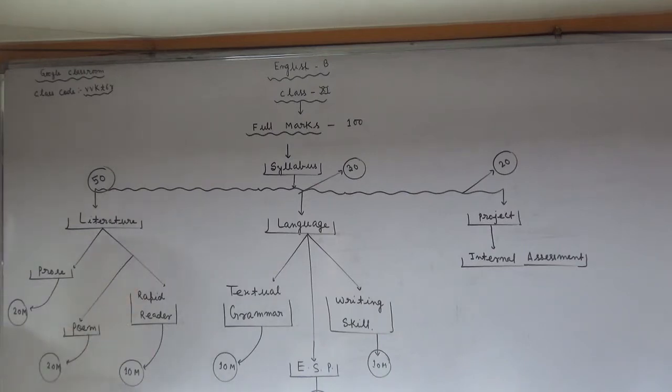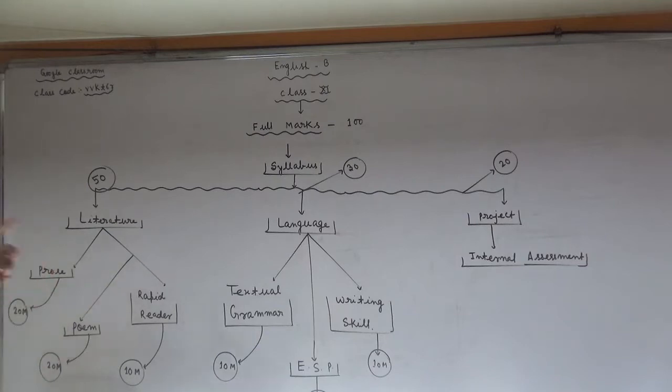Next, come to the language section. In language section, first of all, textual grammar. Textual grammar, that means what? All the grammatical terms, sentences that you have to solve in do as directed section come from your text. Okay, and next one is ESP. ESP stands for English for specific purpose, and latter part in the language section is the writing skill. In writing skill you have to attempt story writing and paragraph writing, but you have to attempt either story writing or paragraph writing. Next section is the project part, that is based on internal assessment.